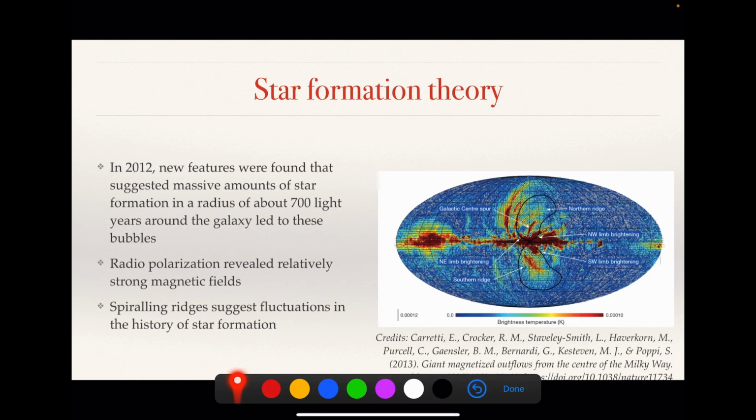The star formation theory simply says that intense star formation in about 700 light years around the galactic center led to the formation of these bubbles. Radio polarization revealed that these bubbles have relatively strong magnetic fields, which are expected from star formation theory, and there were spiraling ridges observed in 2012 that suggest fluctuations in the history of star formation over the past few million years or so.